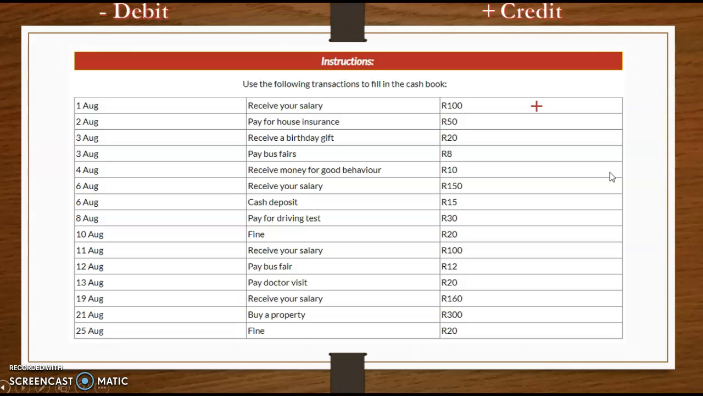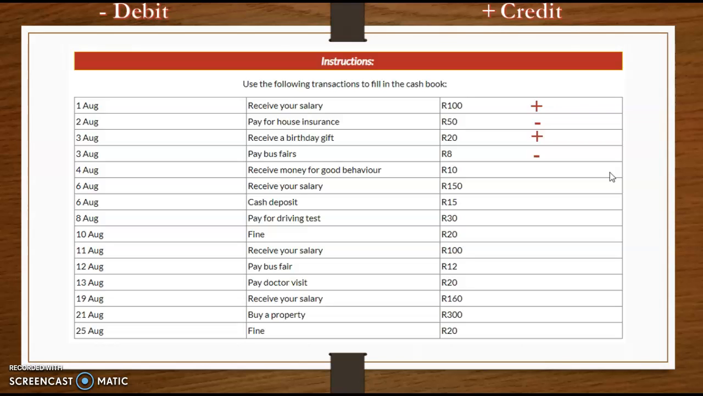The 2nd of August, you paid for house insurance. The word that gives that away would be pay, and there will be a minus, which means a debit. For the 3rd of August, you received a birthday gift. Received means it's going to be a plus, so a credit. There's another 3rd of August. For paying bus fares, you have to pay, so it's going to be a debit.